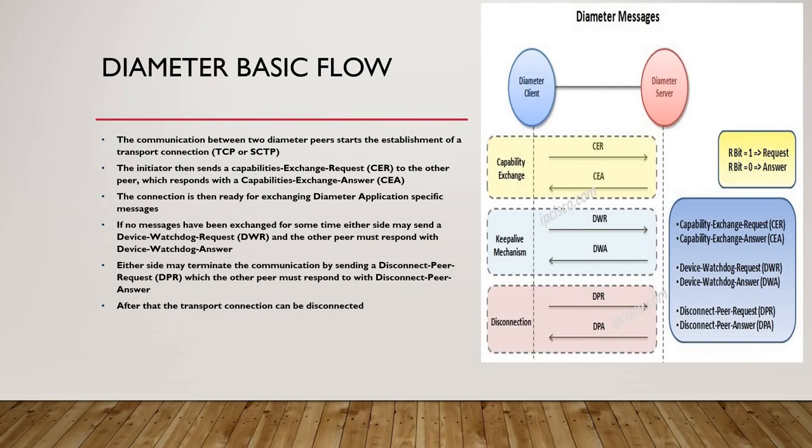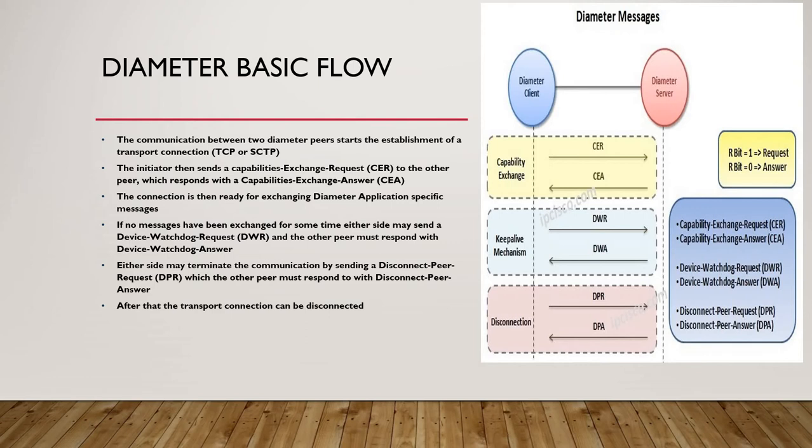First is the capability exchange. This is the message when Diameter client A talks to Diameter server B and sends all the capabilities it has, and in turn it expects the Diameter server to give a success message. If the Diameter server gives a success message, it means both nodes are compatible and can easily talk to each other.